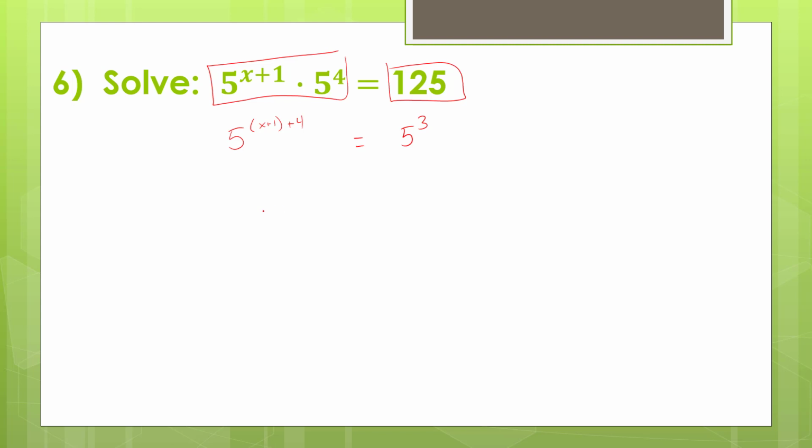So we can clean that up a little bit further. 5 to the x plus 5 is equal to 5 to the third power. And now again, we have common bases, so we can set the powers equal to each other. X plus 5 is equal to 3. Subtract 5 from both sides, and x is equal to -2.